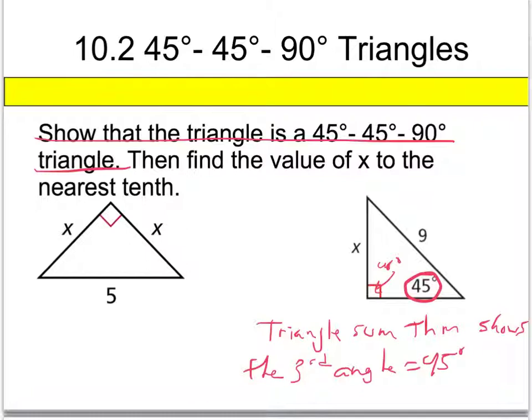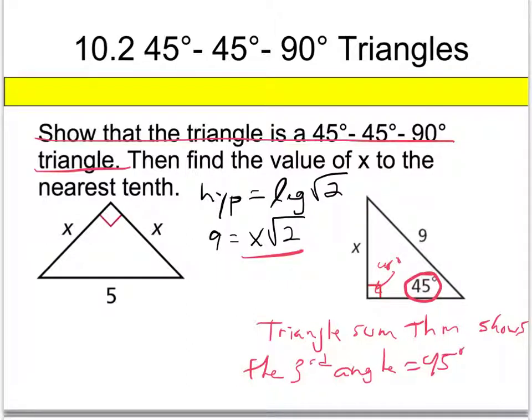Okay, again, using that same formula, get this memorized for 45, 90 degree triangles. Hypotenuse equals leg times the square root of 2. Plug in your leg, plug in your hypotenuse. 9 is equal to x times the square root of 2. Same idea. How do we get rid of that square root of 2? We need to divide. And because we are finding it to the nearest tenth, we don't need to simplify that radical on the bottom. So x is going to equal approximately, what do you think it is?